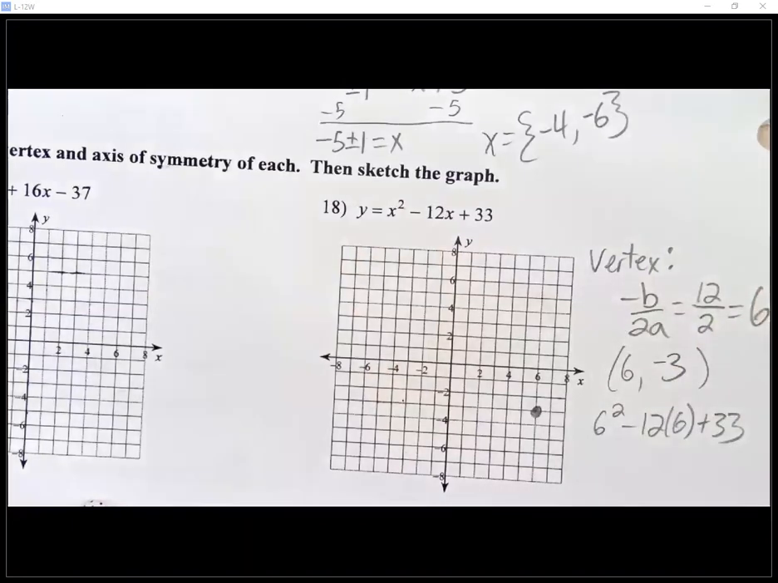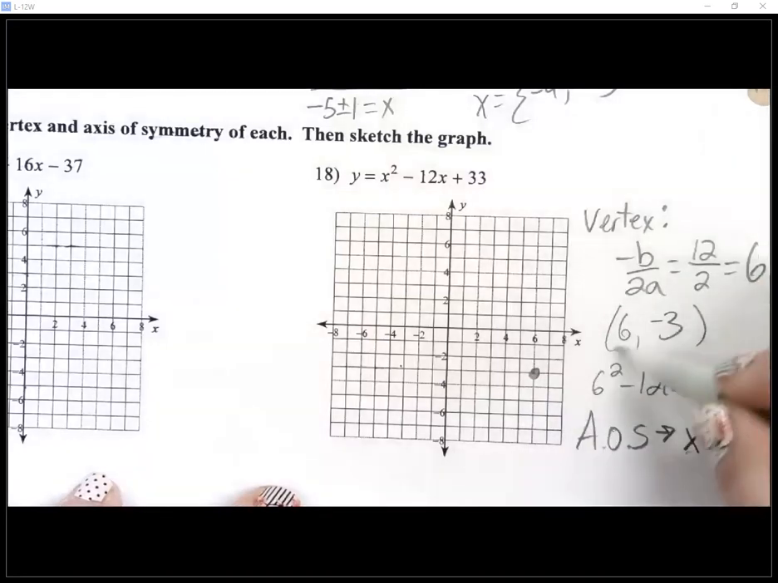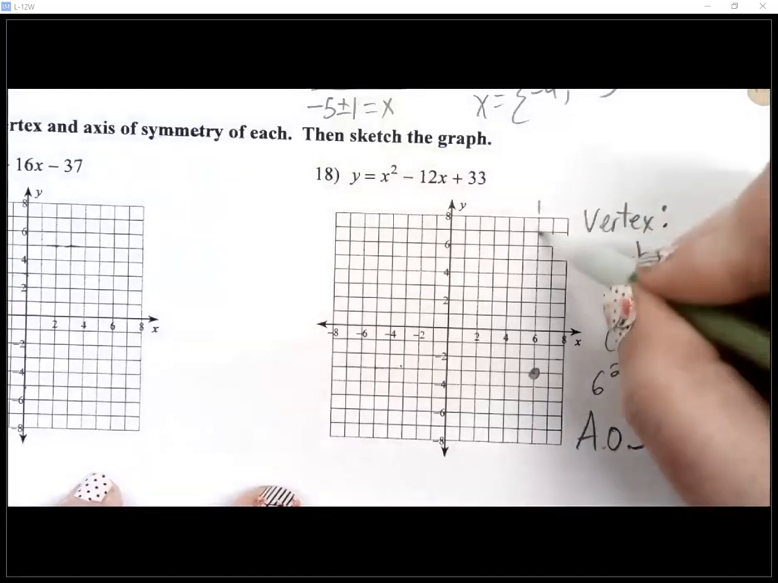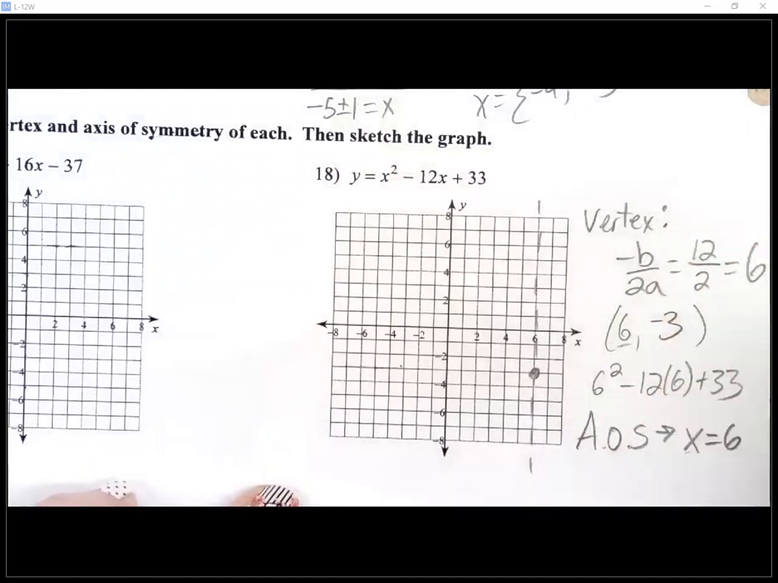Where would the axis of symmetry be? How do I write it? Do I just write 6? You have to write x equals 6. You have to put x equals, and it's always just the x coordinate of the vertex. Why? Because you're writing the equation of this line, and the equation of a vertical line is x equals whatever it is. All right, cool. So there are the two things that I needed.